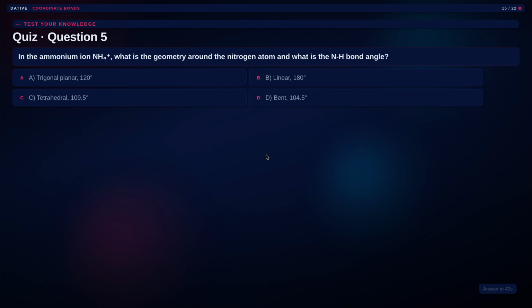Quiz question 5. In the ammonium ion NH4+, what is the geometry around the nitrogen atom and the N-H bond angle? Option A, trigonal planar with 120 degrees. Option B, linear with 180 degrees. Option C, tetrahedral with 109.5 degrees. Option D, bent with 104.5 degrees. Consider the hybridization and lone pairs.